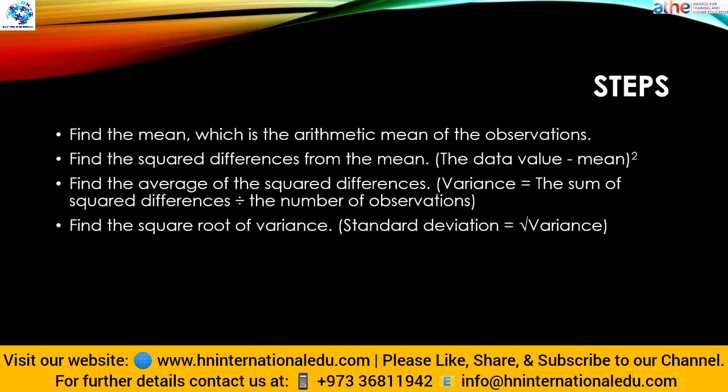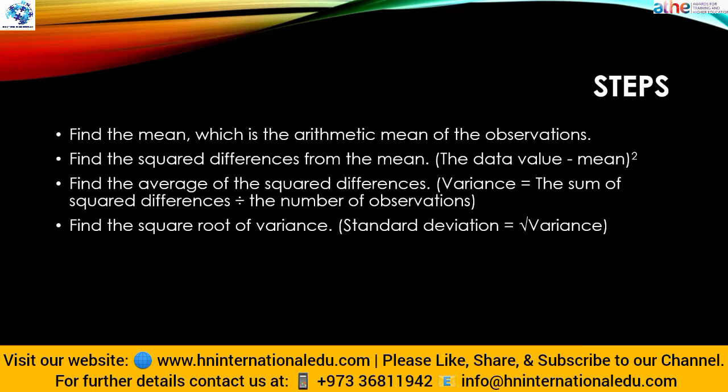The steps that you need to take are: find the mean, which is the arithmetic mean of the observations. Then find the squared differences from the mean. The data value minus the mean, the whole square, is equal to the squared difference from the mean. This is basically the way with which you can conclude the standard deviation.